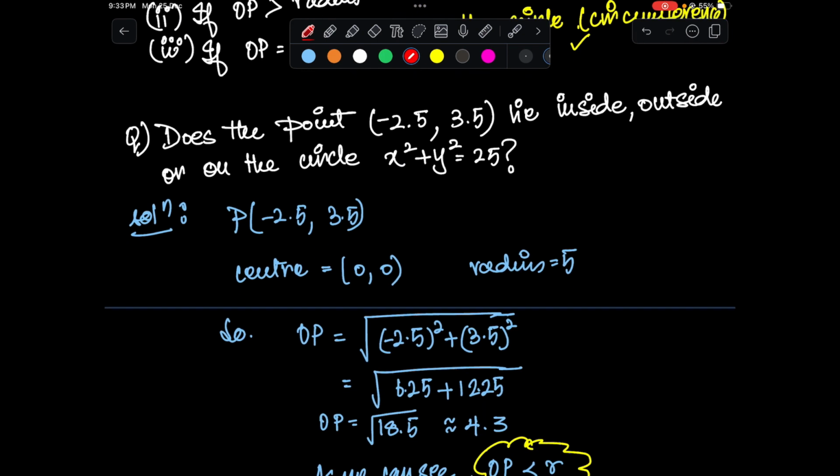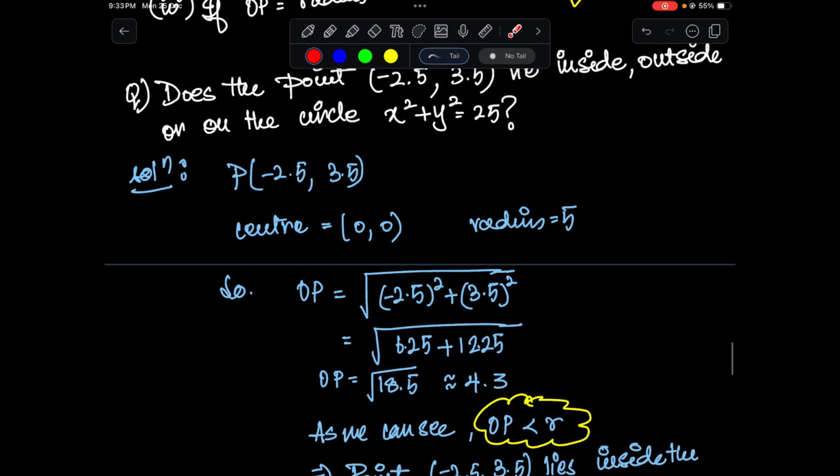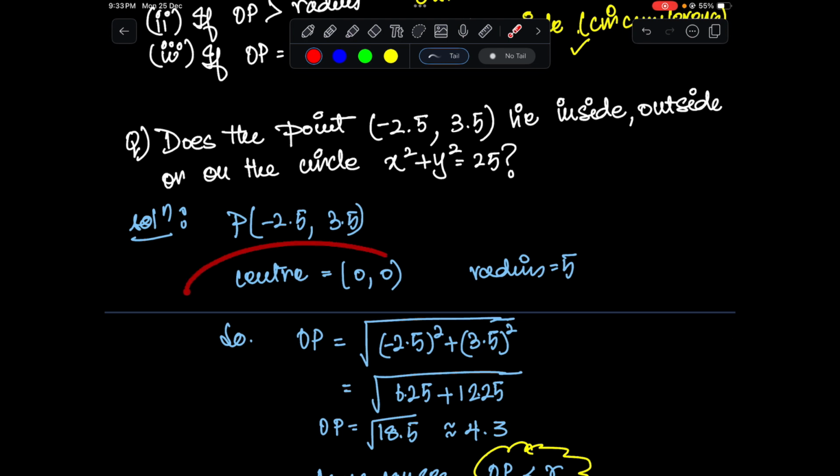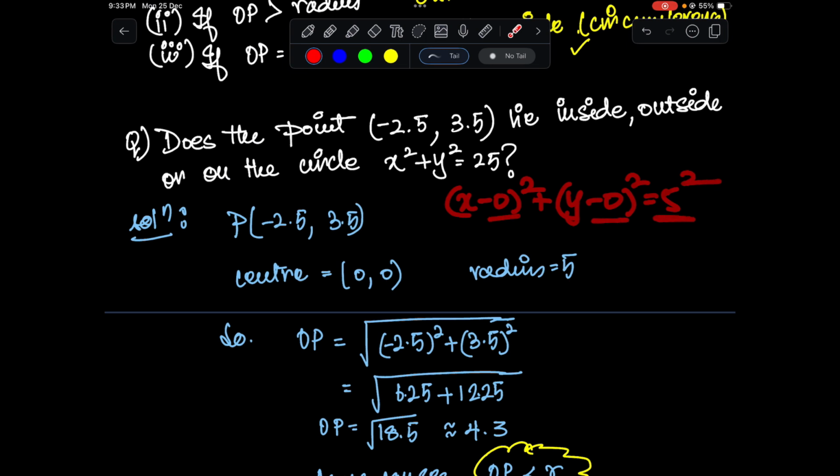Let's see one question. They have given one point, (-2.5, 3.5), and an equation of a circle, and they are asking where this lies: inside, outside, or on the circle. As I said, you need to first find the center and the radius. By looking at this itself, we can say the center is (0, 0), because it's of this form. So the center is (0, 0) and the radius is 5.